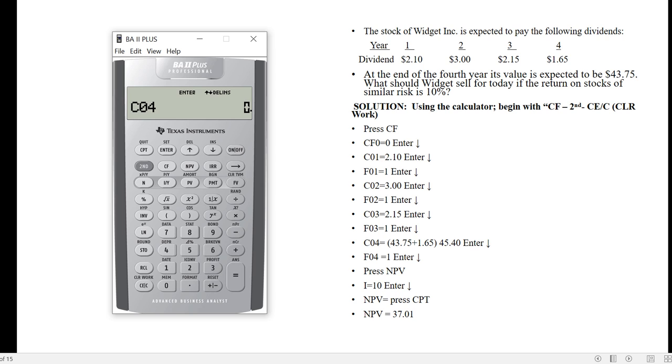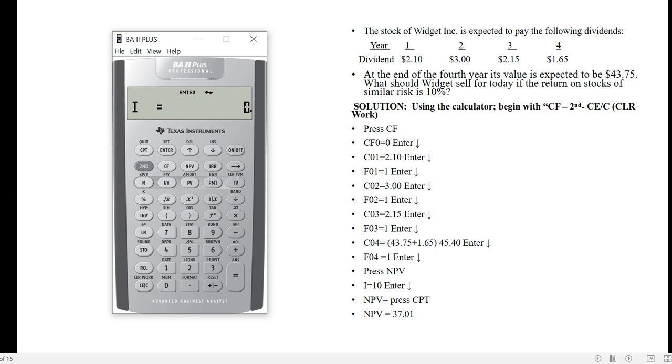So $43.75 plus $1.65 is going to be our 4th cash flow. So when we add those two together, we get $45.40. Enter, down arrow. The frequency of that one is 1, so we hit enter, and then we press NPV.